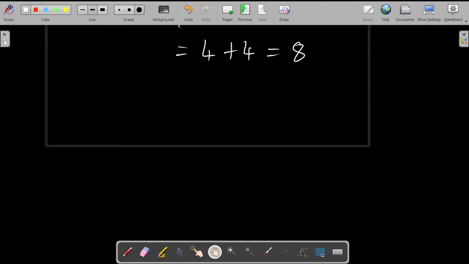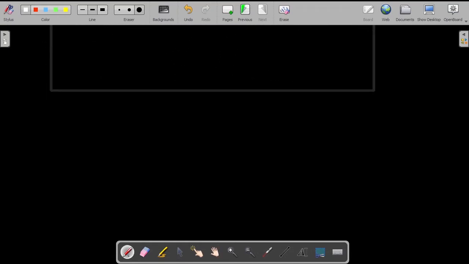But now let's look at another example before we move on to a graphical example. Now let's talk about something like this.